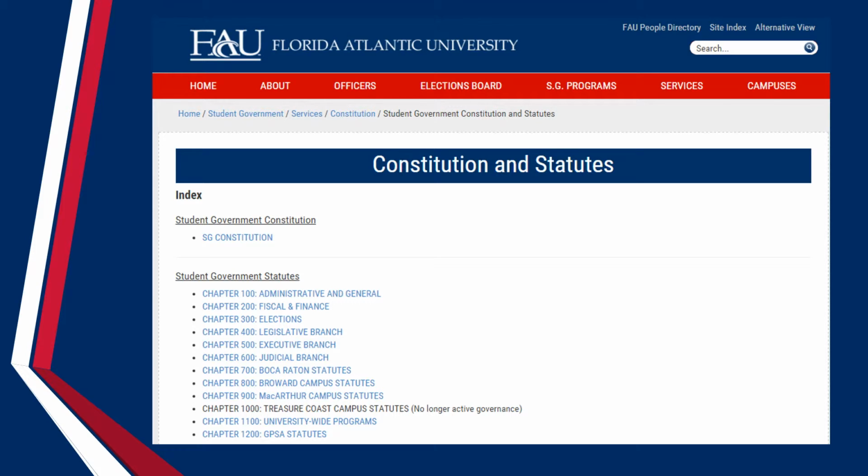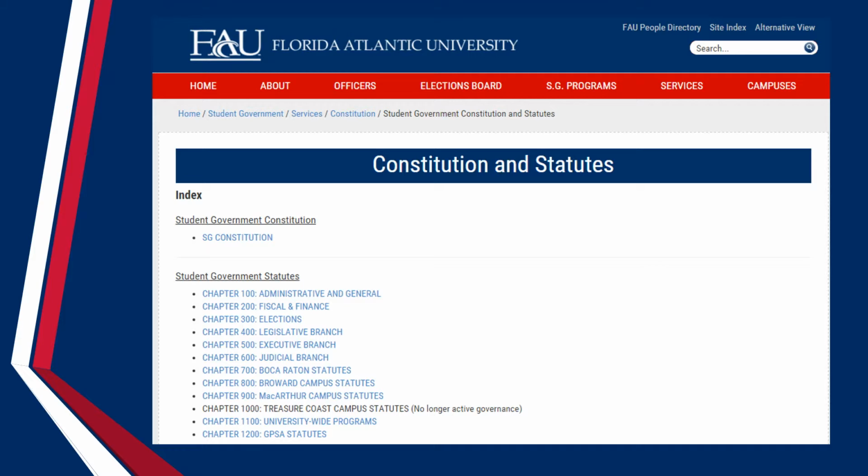As you just learned, there are 4 branches. Each branch is governed by the Constitution and by statutes. The Constitution is the overarching set of rules and regulations for all of the campuses of student government. So Jupiter, Broward, and Boca Raton have to follow everything that is stated in the student government Constitution. If anything is wanted to be changed in the Constitution, it can only happen every 3 years during a Constitutional Review Committee, and that cannot be changed throughout the semesters using a bill or anything like that.